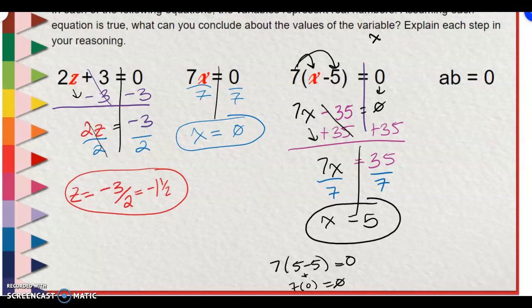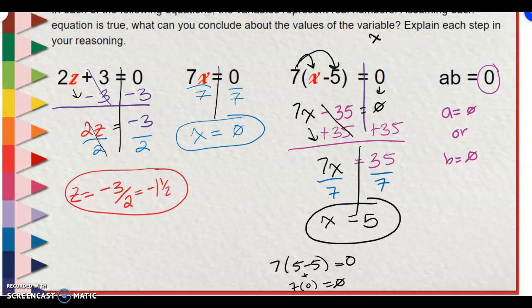All right, for this last one, now it doesn't have any numbers at all. It just has a and b. So for this, a could equal 0 or b could equal 0. Basically, either one of them has to be 0 in order for the final answer to be equal to 0. Okay, so it's kind of a review type thing here, figuring out what x or z or the variable equals.